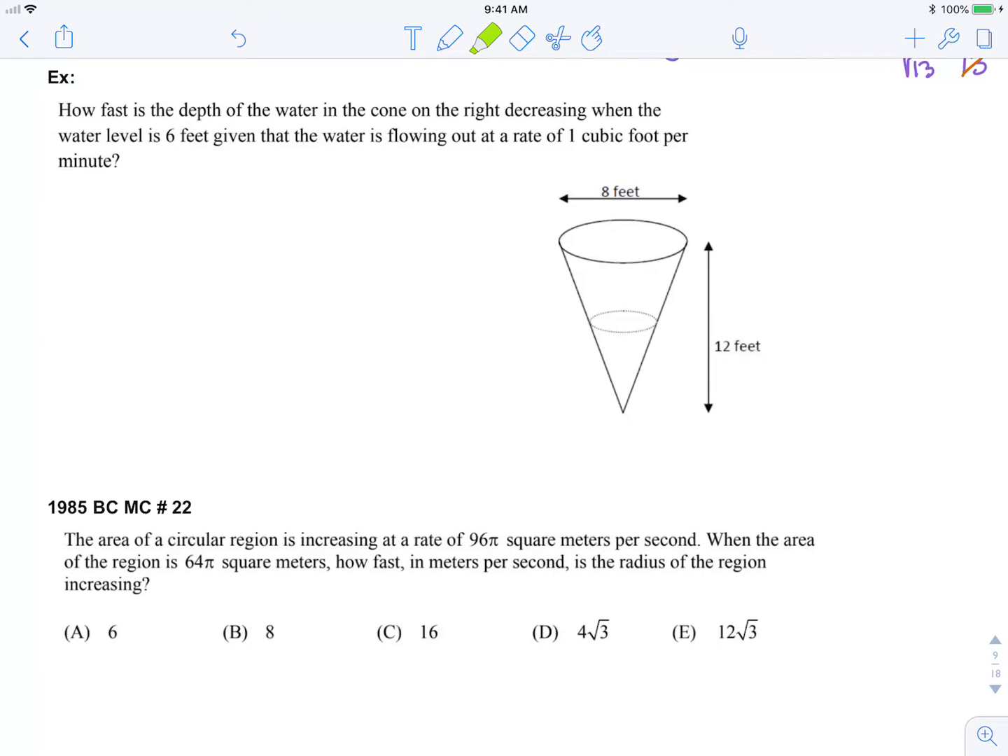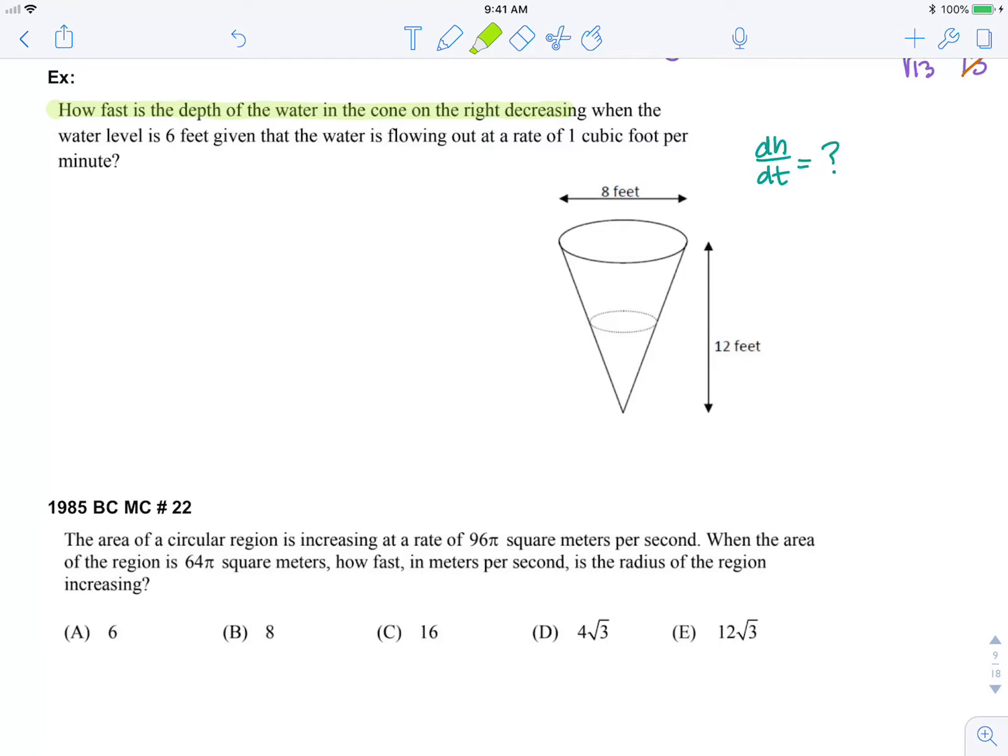How fast is the depth of the water in the cone on the right decreasing when the water level is 6 feet, given that the water is flowing out at a rate of 1 cubic foot per minute? So they're asking us how fast is the depth of the water decreasing. So that's looking for the change in height with respect to time.